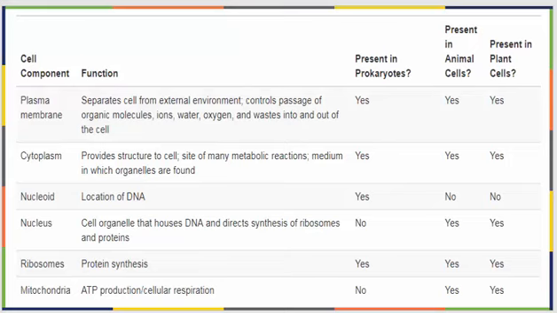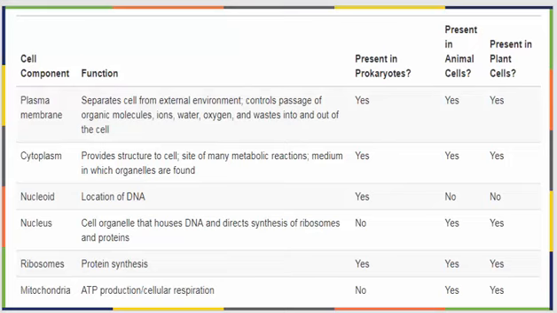The nucleoid region is only found in prokaryotes, and that's simply the location of DNA. It's not wrapped in anything special, but because the DNA consists of a clump, we give it a name. The nucleus is a cellular organelle that houses DNA and protects it in eukaryotic cells. It also is the site of directed synthesis of ribosomes and certain proteins. What's a ribosome, you might ask? A ribosome is actually a specialized piece of RNA that's capable of making proteins.